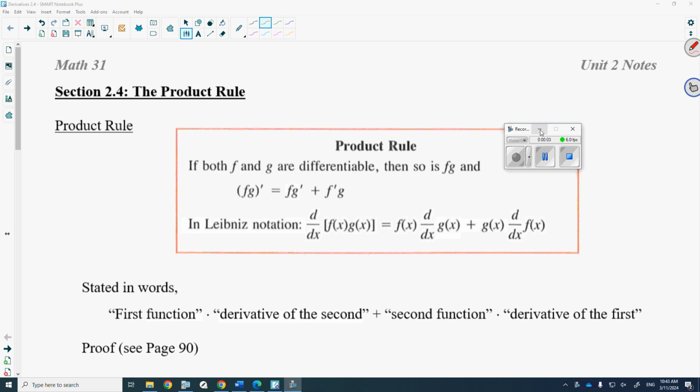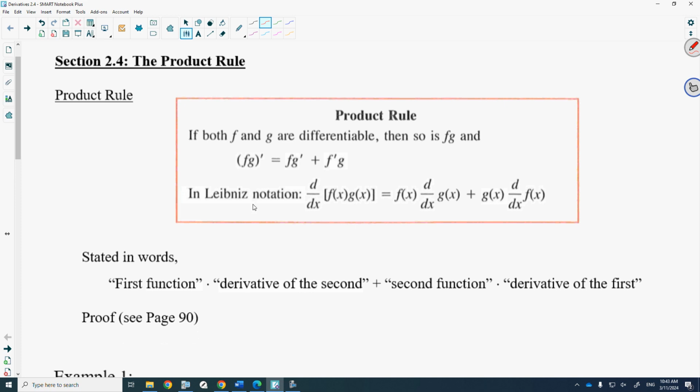This video is going to be on lesson 2.4, which is on the product rule. So here's what the product rule says. If both f and g are differentiable, then so is f times g. So basically what the product rule is going to be is as follows.